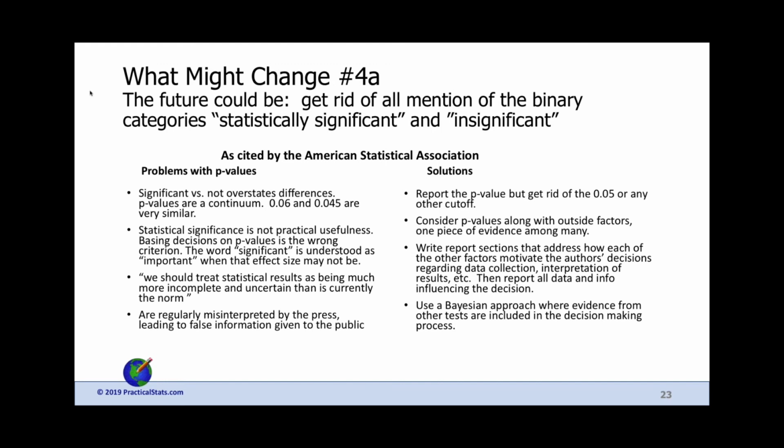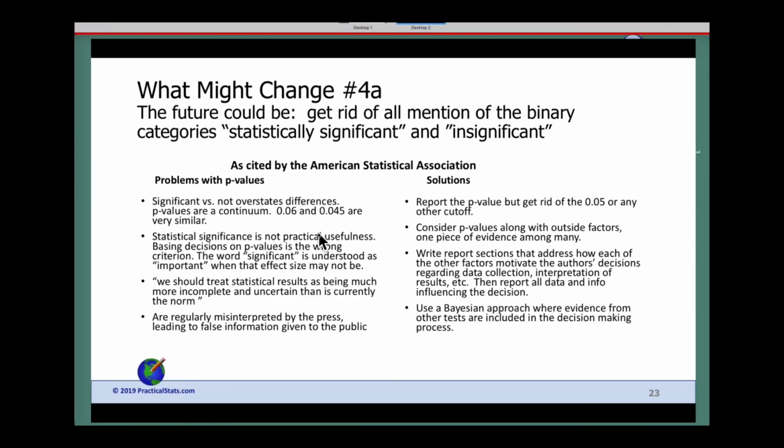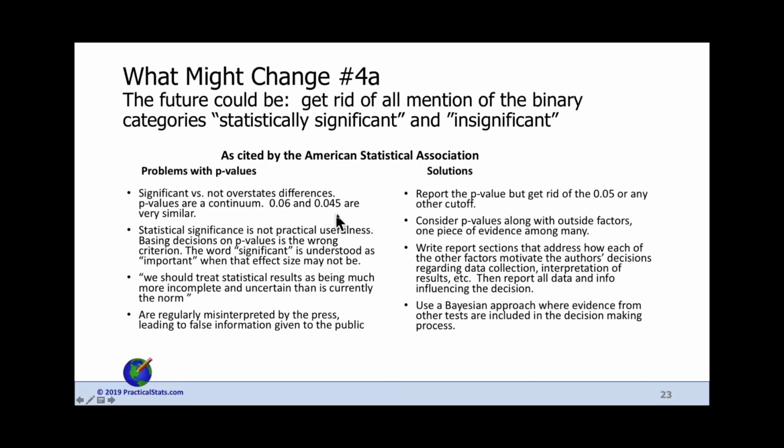So that would be a big change. Why do they argue with that? Over on the left, and there we go, I've got my cursor back, things like 6% and 4.5% are not very different, and yet they're on either side of that 0.05 boundary. So people should realize that p-values are a continuum, and that 0.06, because it gets labeled insignificant, is not all that different than 0.045 that's labeled statistically significant.